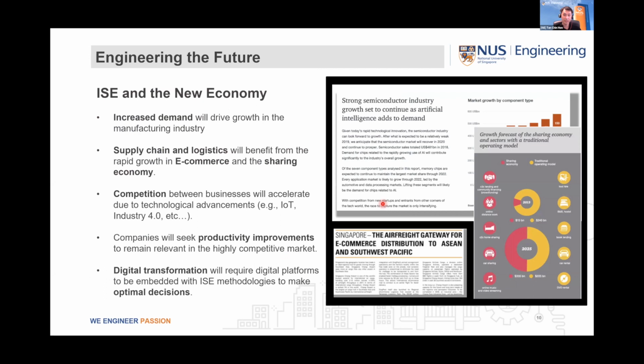Due to interest of time, I wouldn't be able to share too much, but ISE is very well positioned for the digital economy as well. If you're interested, feel free to check out our website. All the information is on our open house website.